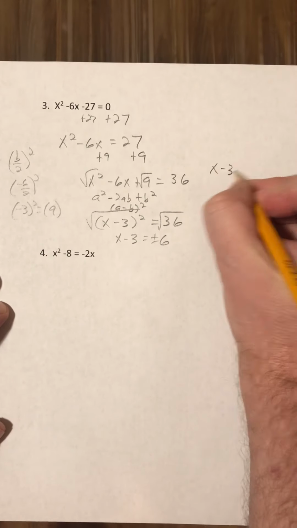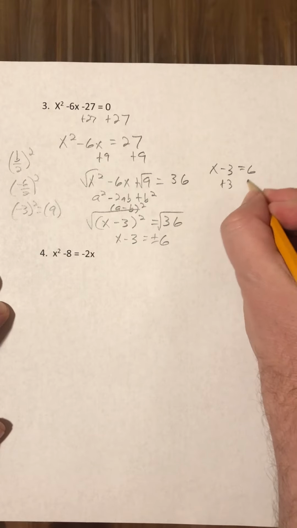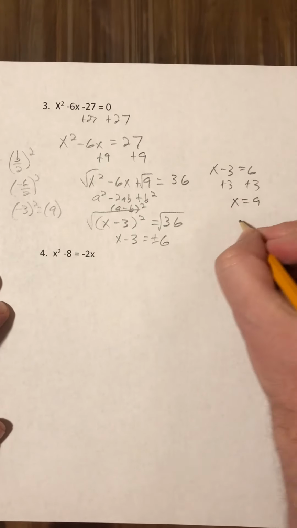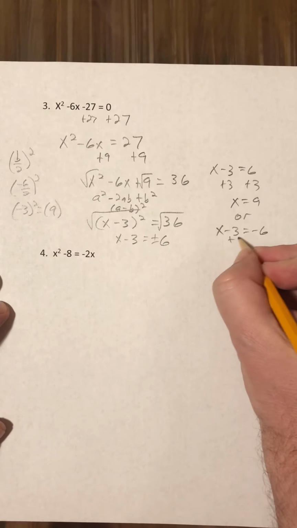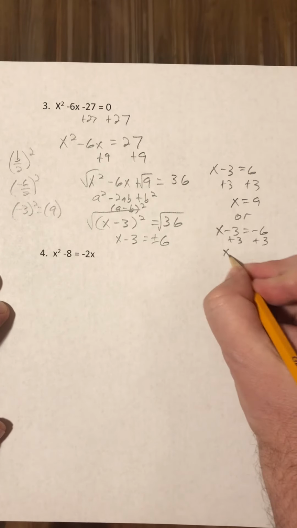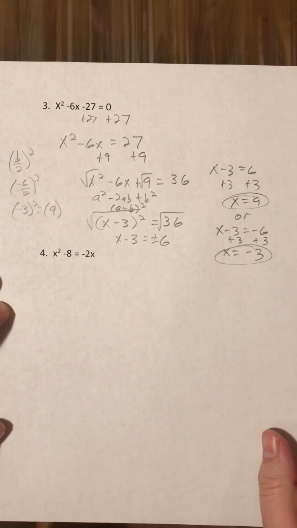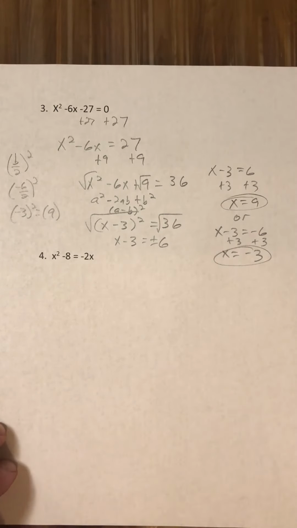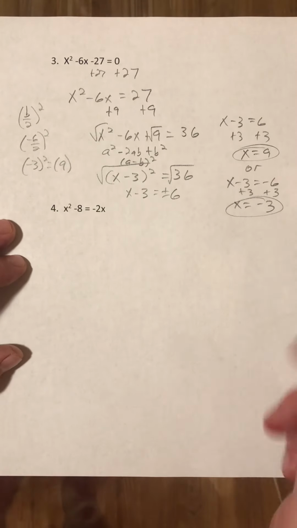So I got x minus 3 equals positive 6, which would make x equal 9, or x minus 3 equals negative 6, which would make x equal to negative 3. So x equals 9 or x equals negative 3. Okay? And then this very last one, I've got x squared minus 8 equals negative 2x.